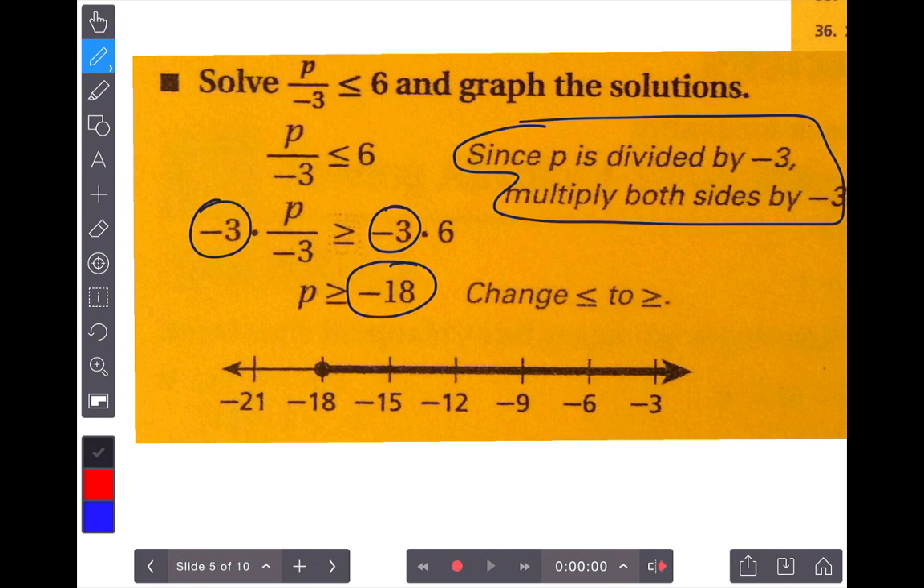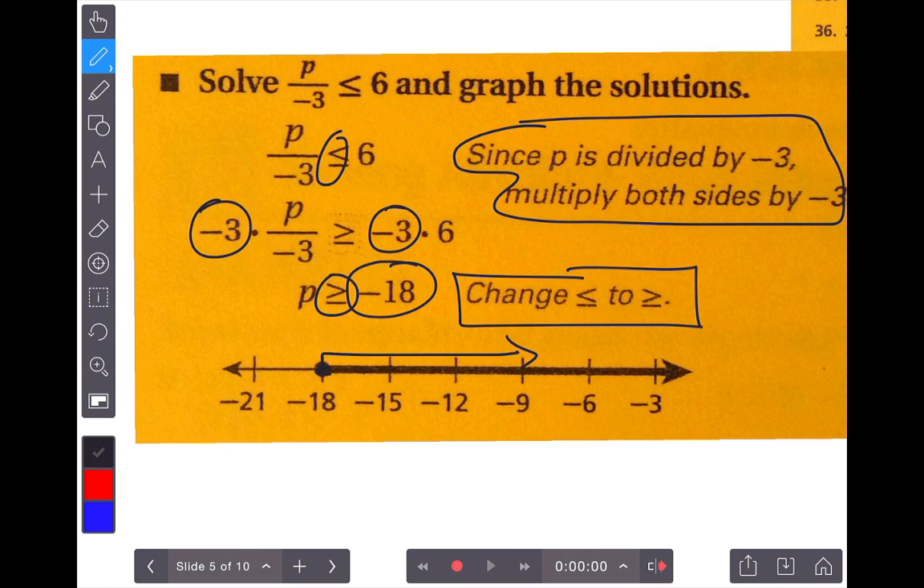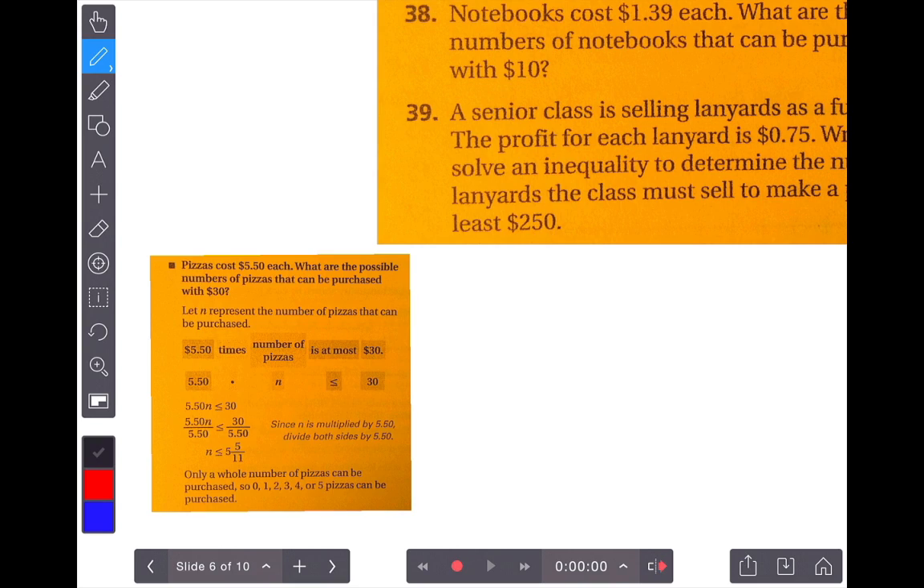Now remember, you multiplied both sides by a negative. So it says change the signs. So now we went from less than or equal to now greater than or equal to. And so it's solid and then to the right. All right, slide number 6.